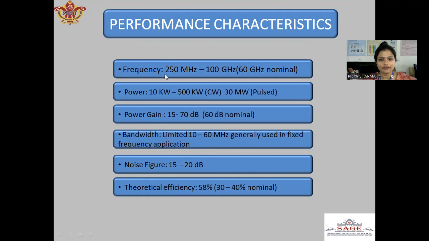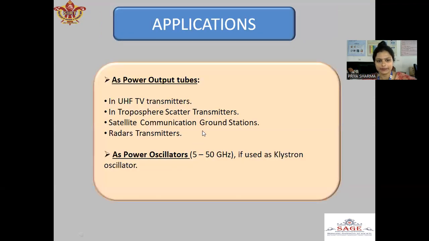Now coming to the performance characteristics, which is very important from the exam point of view. The frequency of a two-cavity klystron is between 250 MHz to 100 GHz, and 60 GHz we use as nominal. Power handling capacity is 10 kilowatt to 500 kilowatt if used with 30 megawatt pulse stream and continuous waves. Power gain is 15 to 70 dB, and 60 dB is taken as nominal. Bandwidth is limited to 10 to 60 megahertz and is generally used in fixed frequency applications. Noise figure is 15 to 20 dB, and the theoretical efficiency is 58%, of which we get 30 to 40%.